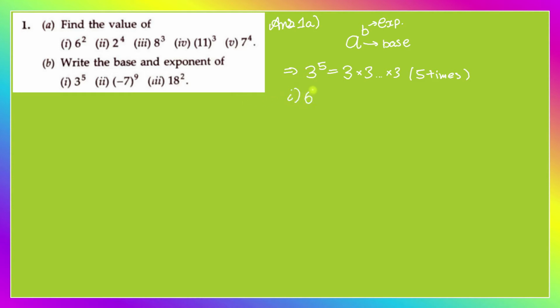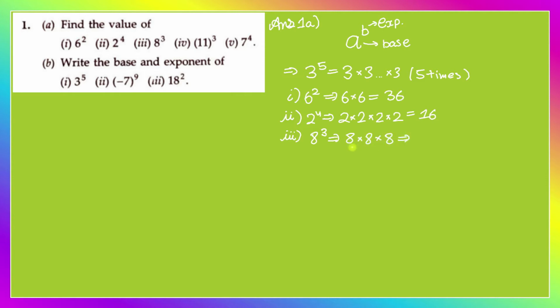First part is 6 to the power of 2. Of course, it is 6 into 6, which equals 36. For the second part, we have 2 to the power of 4, which is the same as 2 into 2 into 2 into 2, which is 16. For the third part, it would be 8 to the power of 3, which is 8 into 8 into 8.